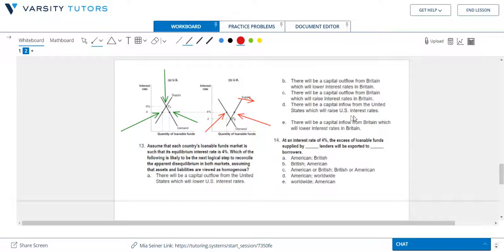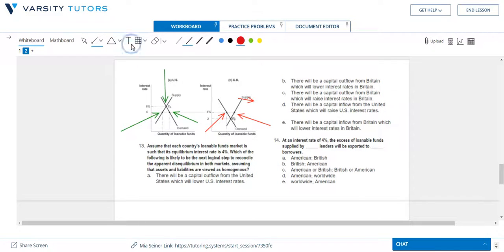So if money starts leaving the United States and entering Great Britain, we're going to put ourselves in a situation where the interest rates rise. Yep, just checking my answers here. So, one other time, there will be a capital outflow from the place where people cannot seem to afford to get a loan at that ideal interest rate, and that would effectively start lowering interest rates in the United States.